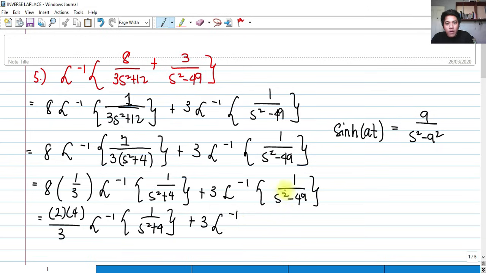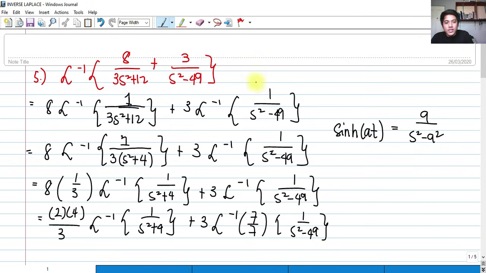How about in this one? Our a in this case is 7, because this is already a squared, 49. So we can multiply it by 7 over 7, which is still technically equal to 1, of 1 over s squared minus 49.